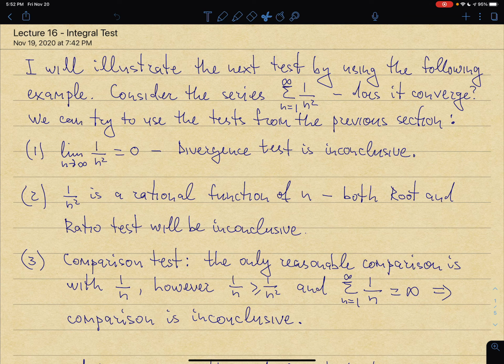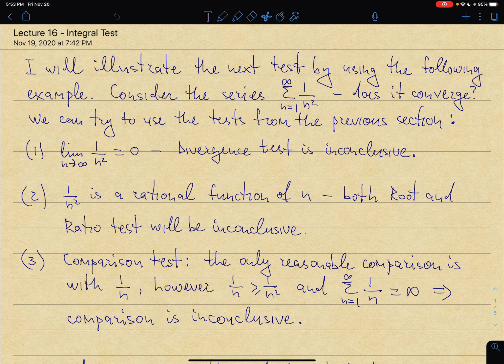All right, in the next test, we're going to discuss convergence of series similar to 1 over n squared. I already told you before that the series converges, but so far we haven't proved it. So before formulating how this next test is going to look, let's try to apply the tests from the previous section to 1 over n squared and see what will happen.